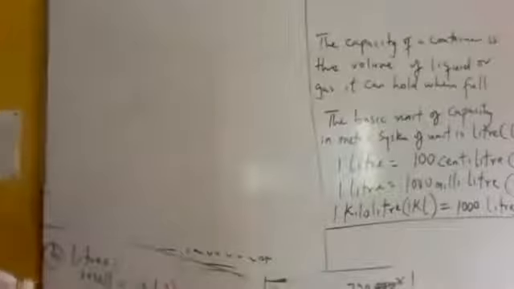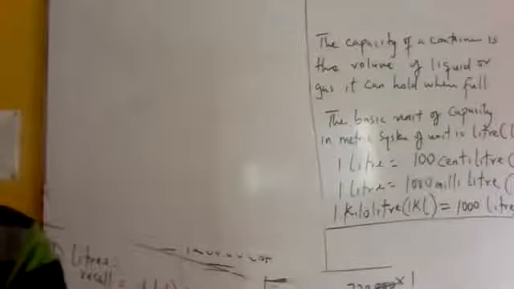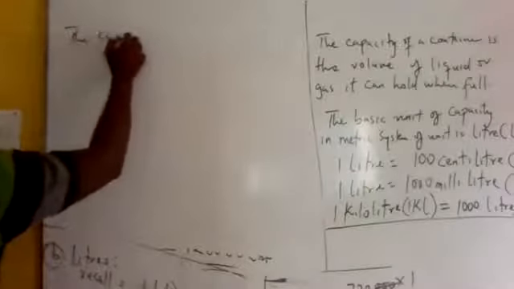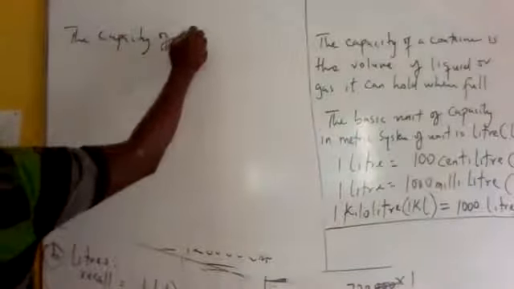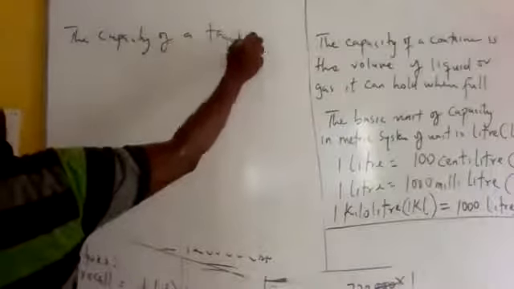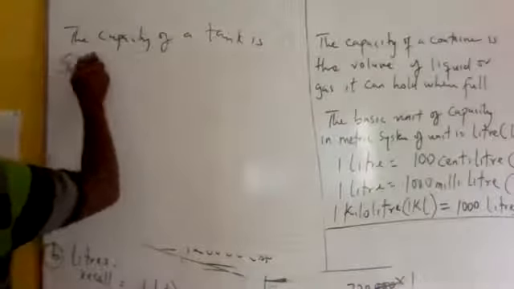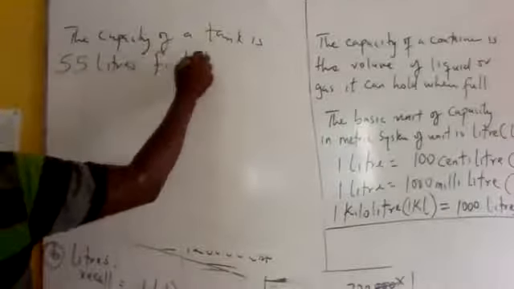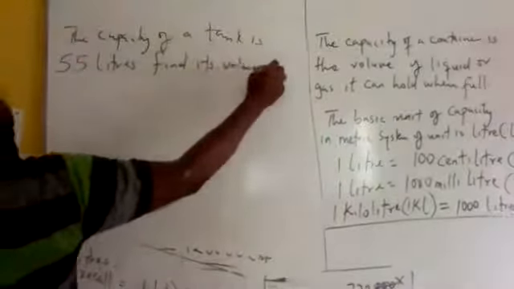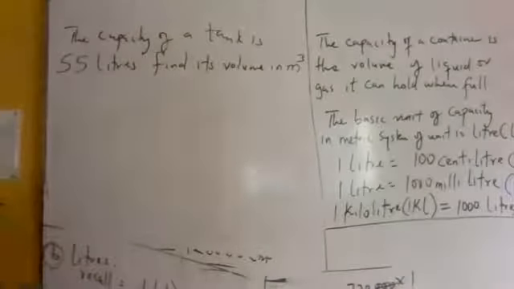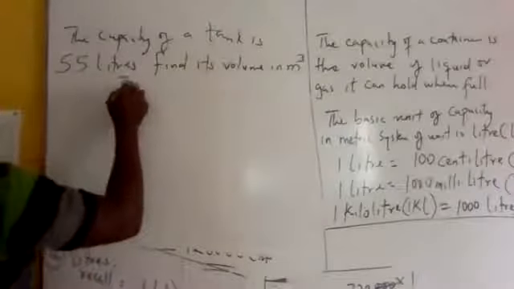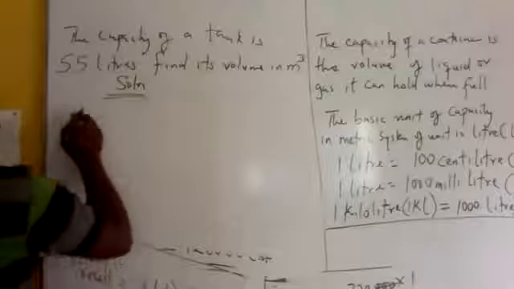All right. So the next one, they said the capacity of a tank is 55 liters. Find its volume in meter cube. So they needed to find the volume in meter cube. Now recall that solution.